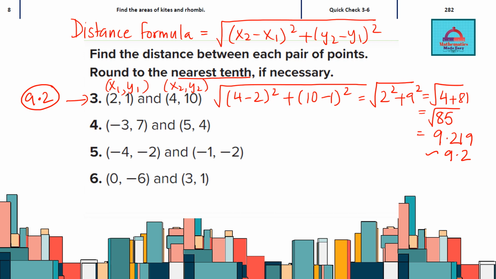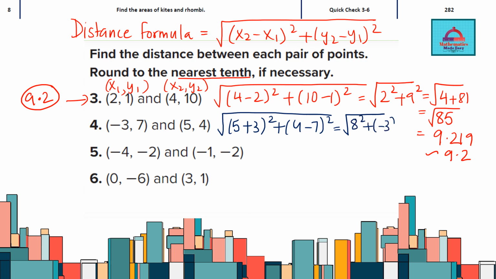Similarly, let's do the distance between the other points. So this is going to be the square root of (5 + 3) whole square plus (4 − 7) whole square. Notice this positive comes because 5 minus of minus 3, minus minus sign becomes plus. That's why we get a plus sign. So this is going to be 8 square plus (−3) whole square, which is the square root of 73. Let's also convert it into decimals. The square root of 73 is about 8.5. So the answer for this is 8.5.